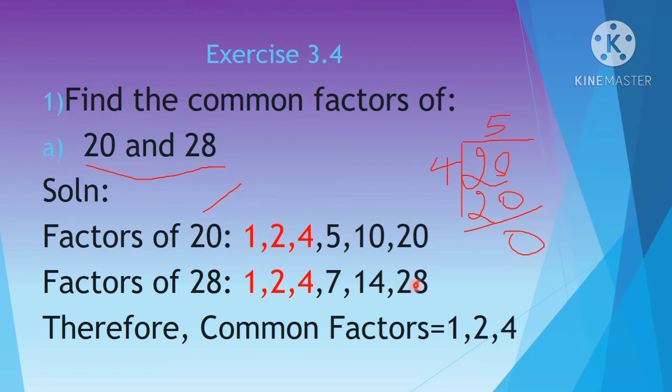Now what do you want to do? You want to compare, right? Whether any common factors are there or not. So can you see here, 1, 2 and 4 are common in both. For 20 and 28 you have the common factors 1, 2 and 4. I have given them in red color for easy identification. So what are the common factors? Therefore the common factors are 1, 2 and 4.